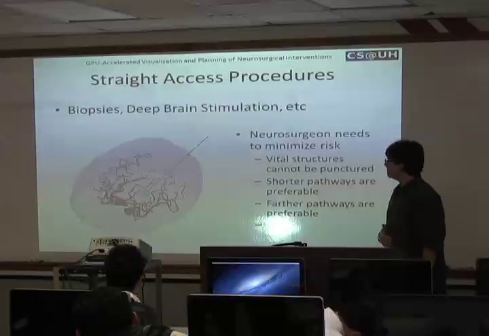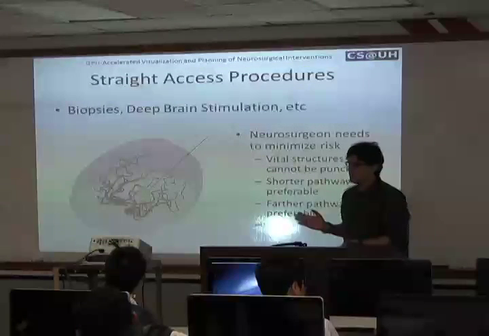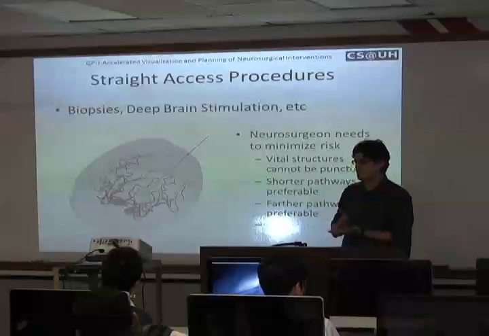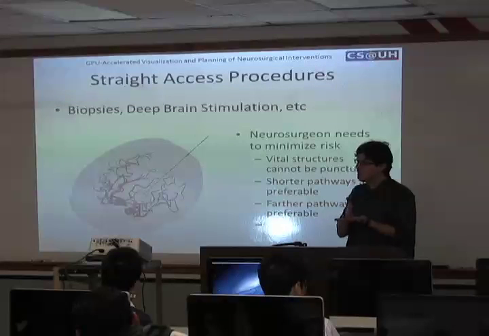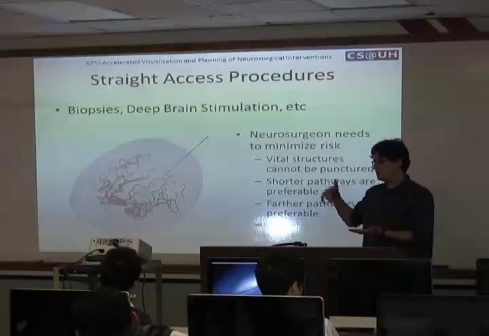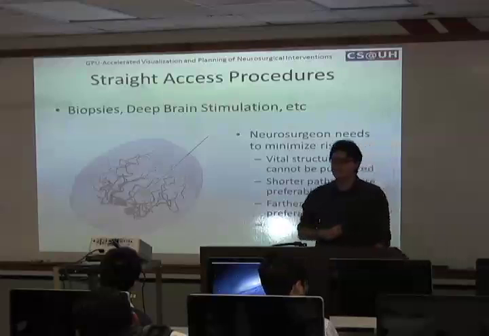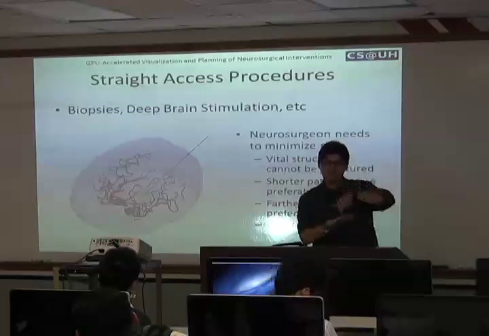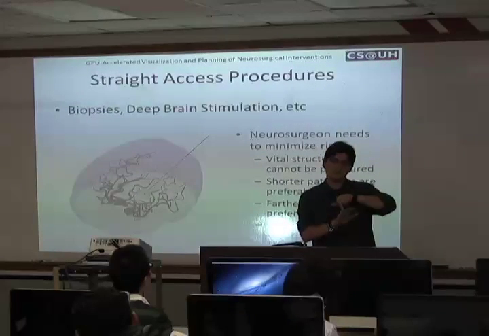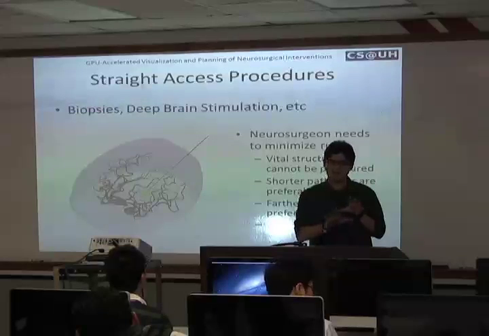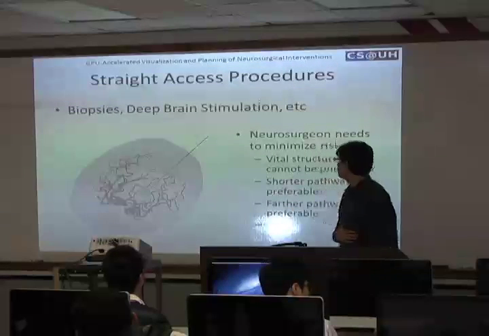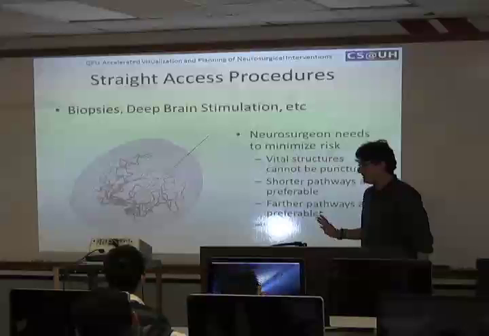The way this is usually planned is by inspecting orthogonal MRI slices. They select some path for the needle, and after that they observe many slices that are orthogonal to that path, and just check that the needle is far away from vessels and other things like that.